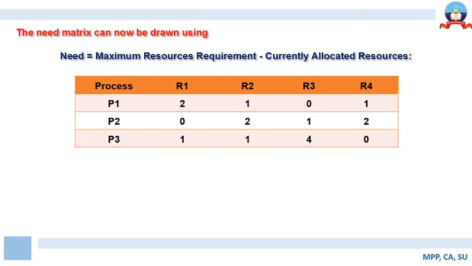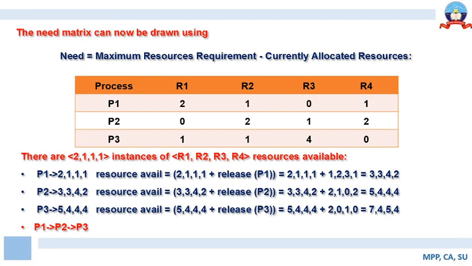Now what we need to do is try to satisfy the processes so that we enter into a safe state in a manner that the available resources are utilized. There are 2, 1, 1, 1 instances of resource R1, R2, R3, R4 available, which we have already determined. So with this available resource, we need to try to allocate resources to the processes in a manner that we will not have deadlock.